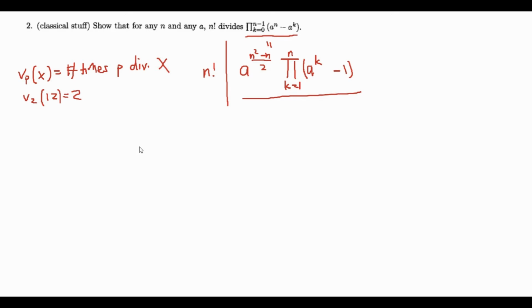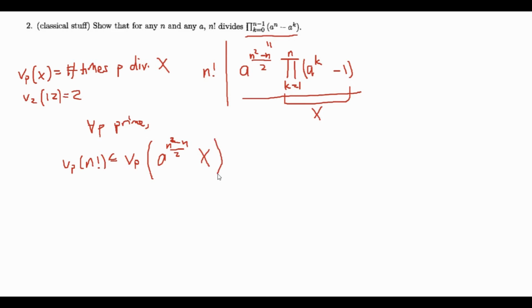So what we're essentially trying to prove here is that for all primes p, we have to prove that v_p of n factorial is less than or equal to v_p of a to the n squared minus n over 2 times this product thing. I'll just call it x, since I'm lazy and I don't want to write the entire thing all over again. So we want to prove that this is true.